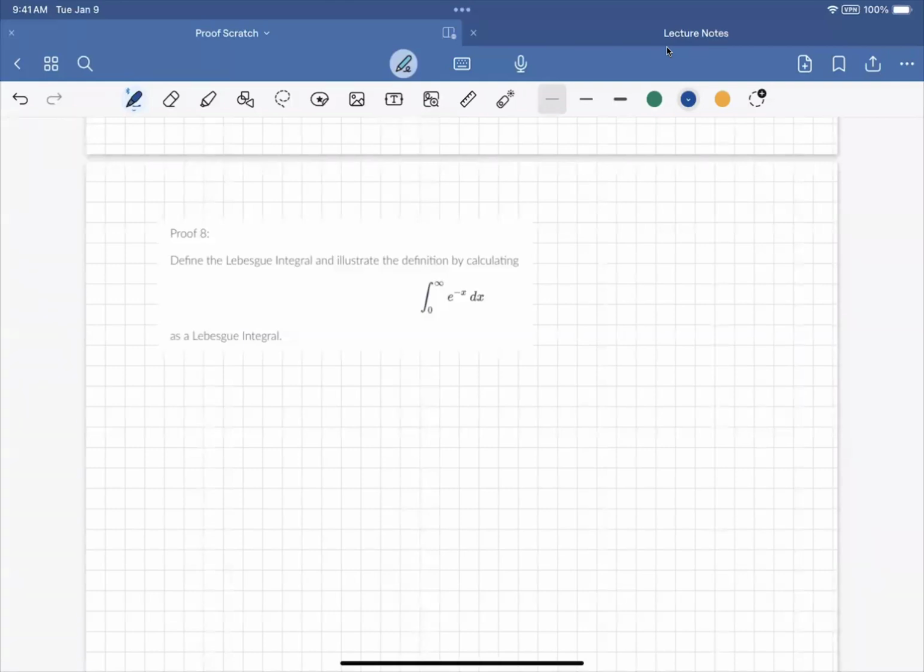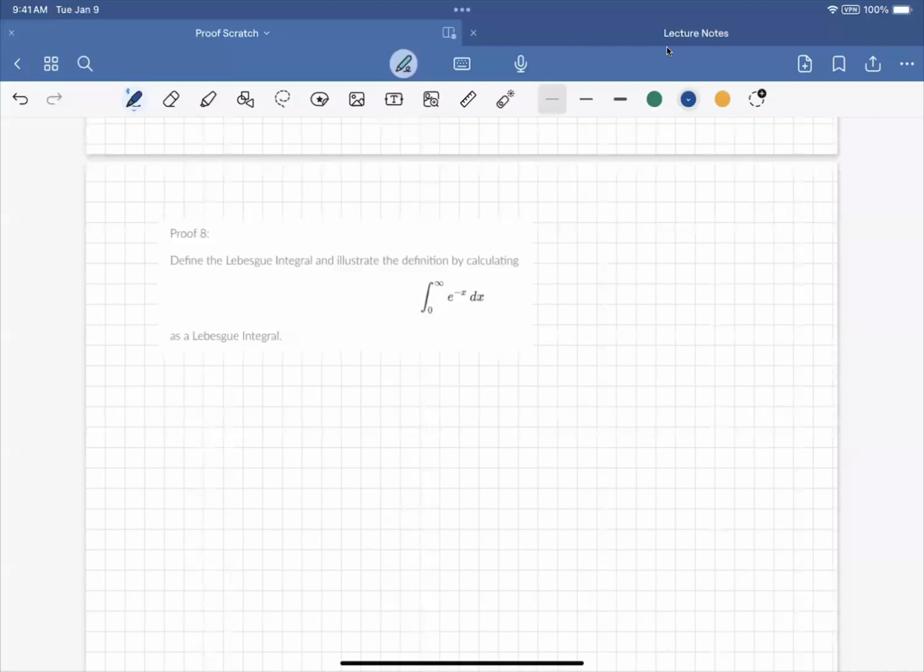Today we'll be proving proof 8. In proof 8, we're going to define the Lebesgue integral and illustrate the definition by calculating the integral from 0 to infinity of e to the negative x dx as a Lebesgue integral. So the first thing we want to do is define the Lebesgue integral.